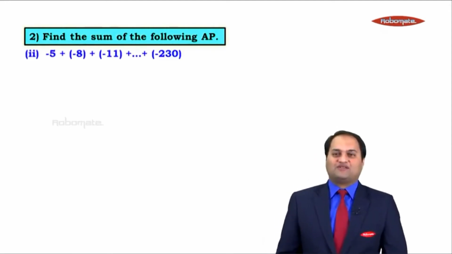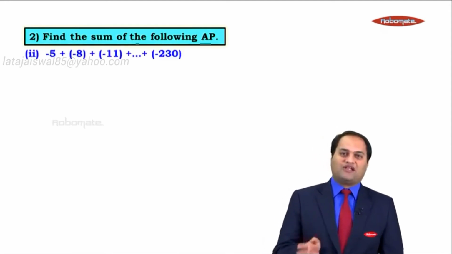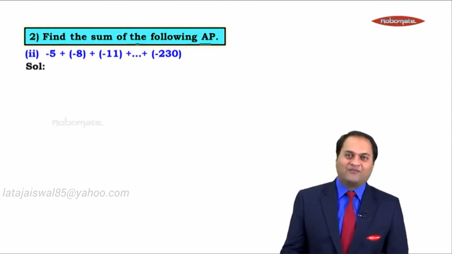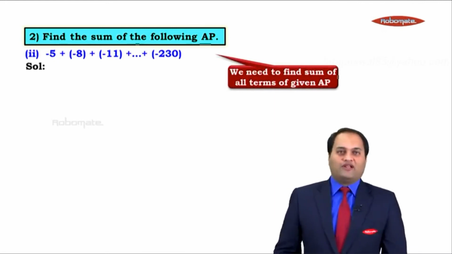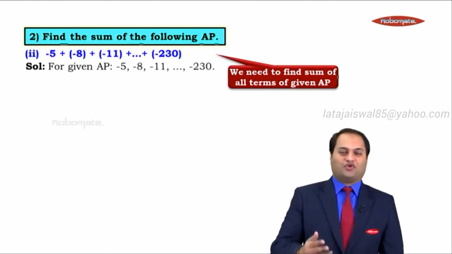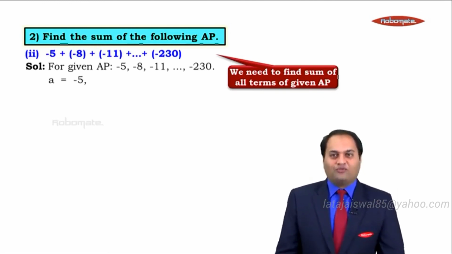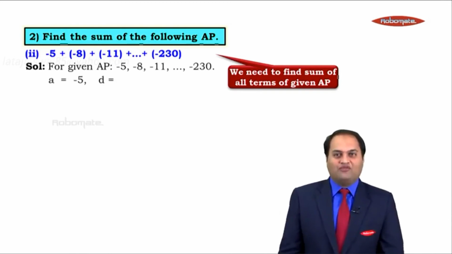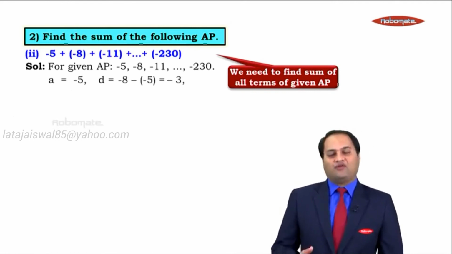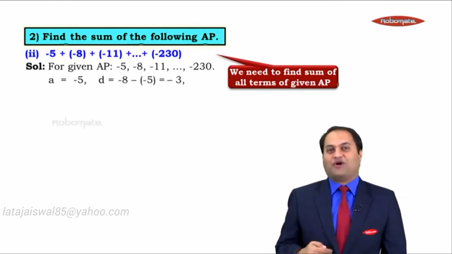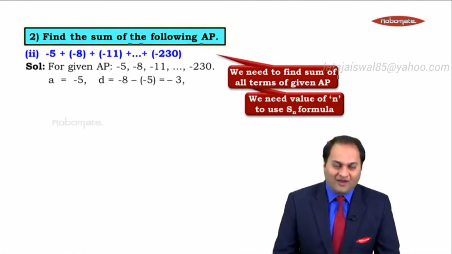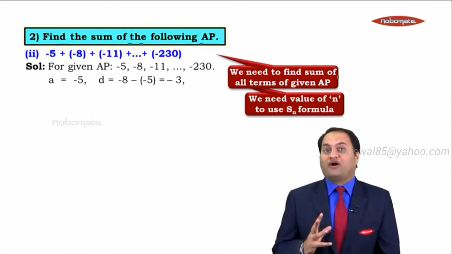This time the sum is minus 5 plus minus 8 plus minus 11 plus so on up to minus 230. Exactly the same, just that the numbers are different, right? Let's do it quickly. We need to find the sum of the given AP. The given AP is minus 5, minus 8, minus 11 and so on up to minus 230. From the AP, we get A is equal to minus 5. We get D is equal to minus 8 minus of minus 5. That's minus 8 plus 5, which is minus 3. And we are supposed to find the sum. But to find the sum, we should also know the value of N. But we don't have the value of N. So how do we find N first?